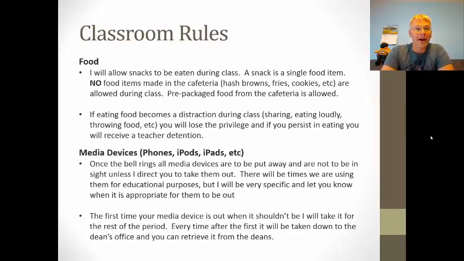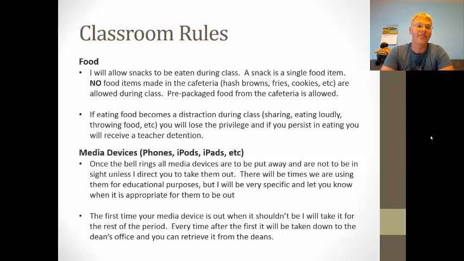Okay, let's talk about food. Now, here's the deal. I'm going to give you a chance to be responsible. I will allow snacks to be eaten during class. Now, let's be very clear. A snack is generally a single food item: a bag of chips, a bag of cereal, a granola bar, a bag of pretzels, or something like that. It is not things that are made in the cafeteria. Cookies, hash browns, french fries, burgers, pizza. None of that stuff is allowed in class.